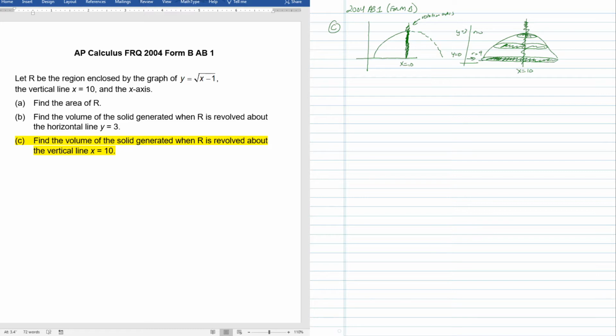That means this is going to be a dy problem for disk, and it's not really a washer method, but I'll write that down: disk/washer, dy. Very simply, y equals the square root of x minus 1. Y squared would equal x minus 1. Y squared plus 1 would equal x. That's going to be used to help us determine a radius. But there's a catch.